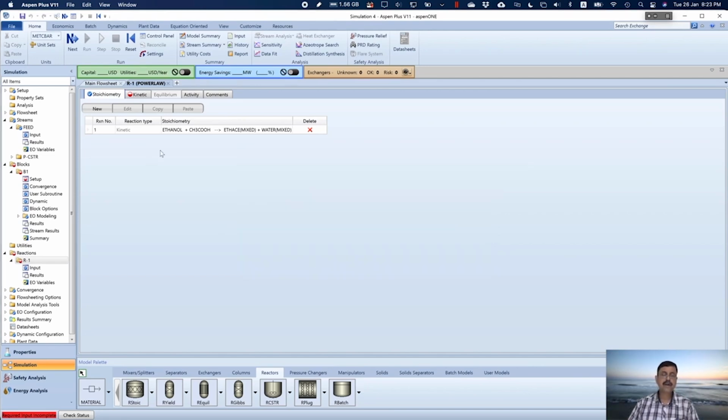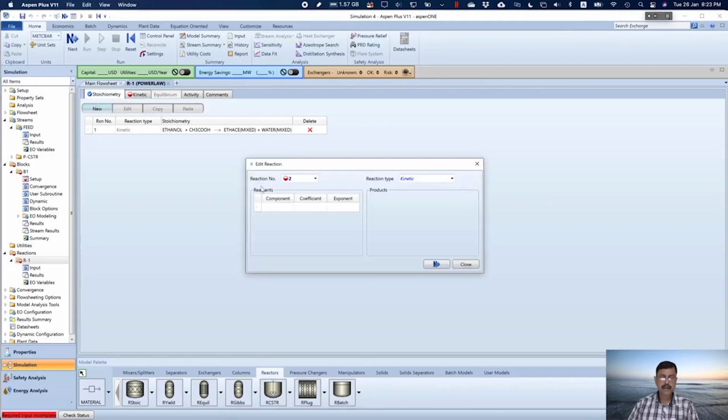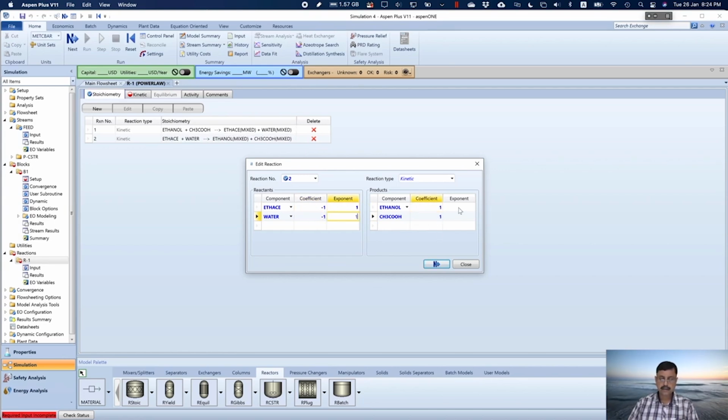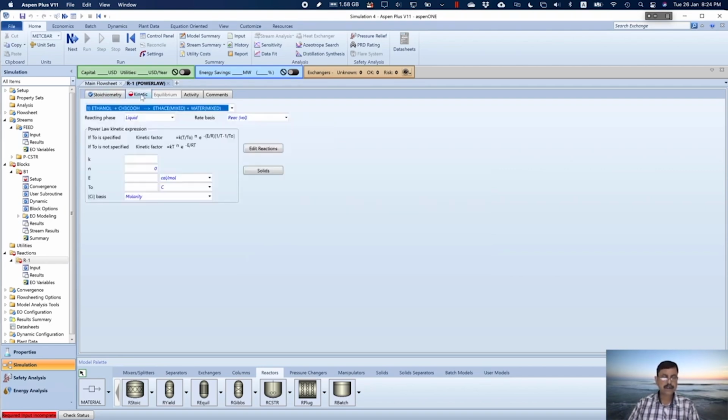Now this is the forward reaction, but we have a reverse reaction also. This is both ways. So we have to define the second reaction also, where the component ethyl acetate will react with water to produce ethanol and acetic acid. So here it is -1, and this is 1 and 1, exponent 1, and this is exponent 0 because they are products. And because they are kinetic reactions, we have to give the kinetic information over here.